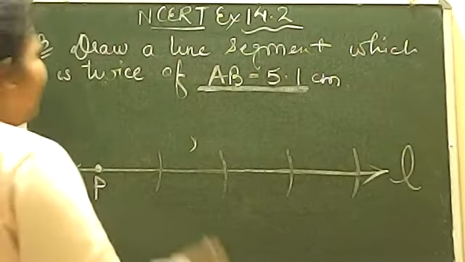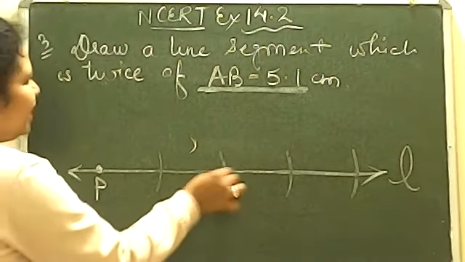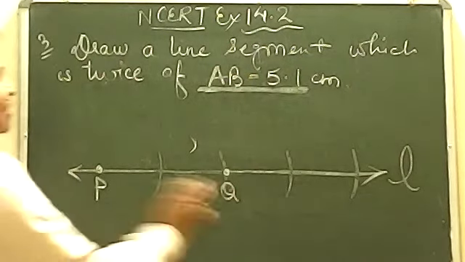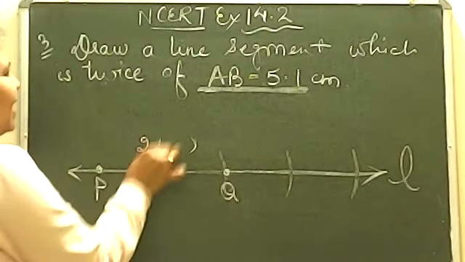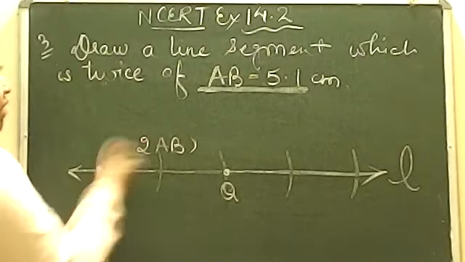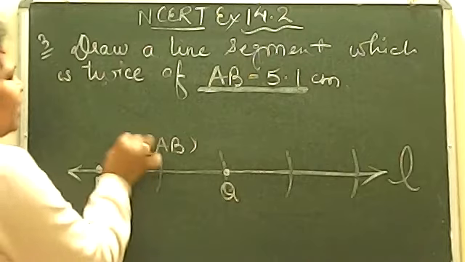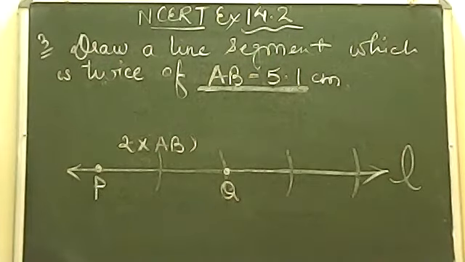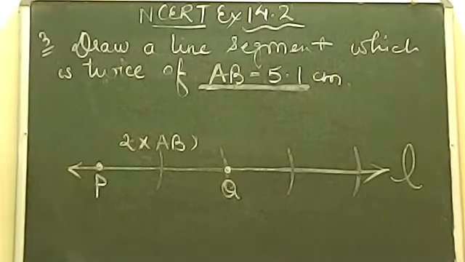Now give the name, as we were only wanting twice here, तो यहाँ पर हम mark कर देंगे Q. So this is PQ and this is twice of AB. You can write it down 2AB. You can simply write it down 2 into AB. That is fine now. Finished. Have you understood, student? Tell me yes or no.